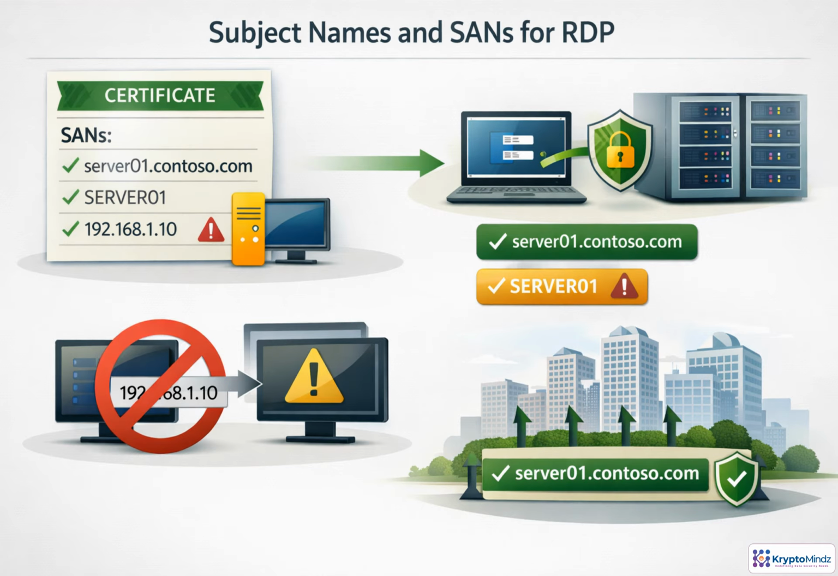When you open an RDP session, the client effectively asks one question. Does the name I'm connecting to appear in this certificate's SAN list? For a smooth, warning-free experience, make that answer yes every time. Put the server's FQDN in the SAN and standardize on that FQDN as the connection name. Only add NetBIOS names or IP addresses if they're truly needed and allowed. Fewer names mean fewer warnings and more predictable security.